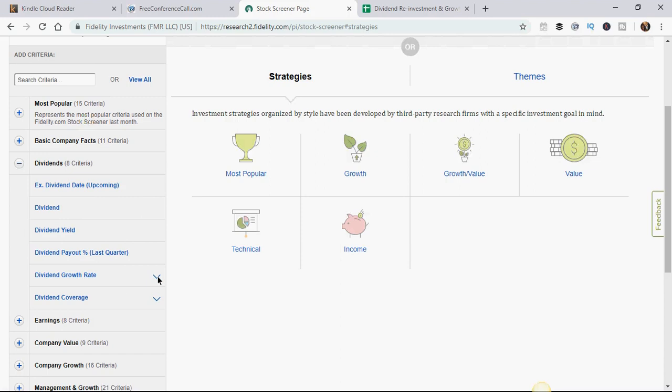All right, so what are the three filters that we use for dividends? Dividend yield, dividend growth, and dividend payout. All right. So which one would you put first? Dividend yield. All right.